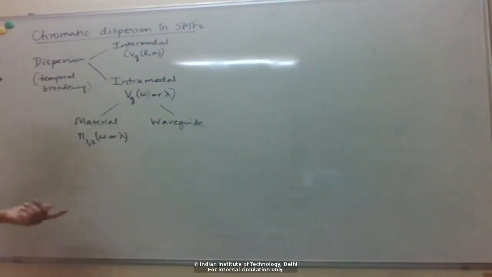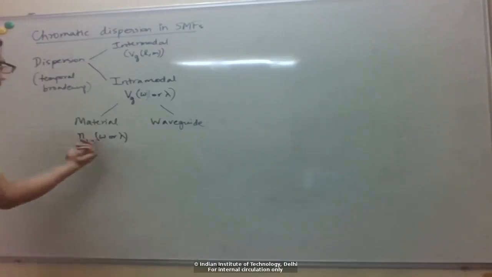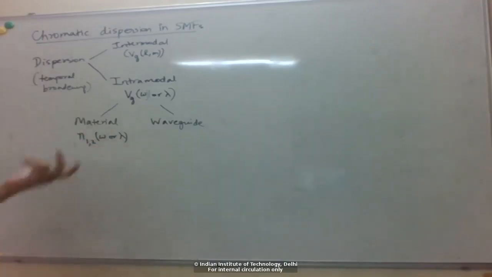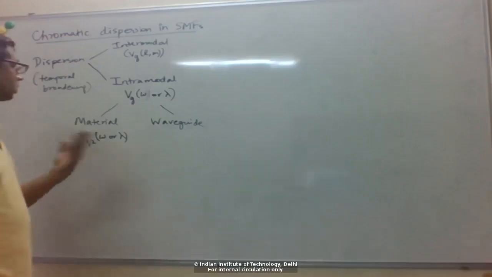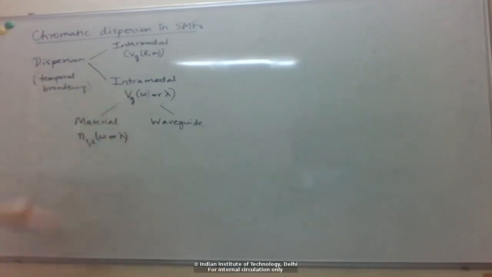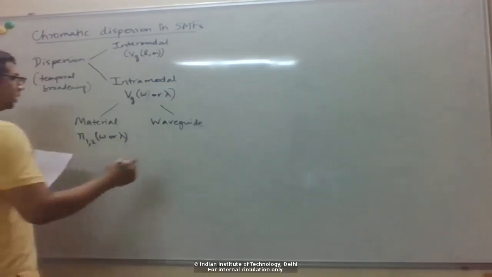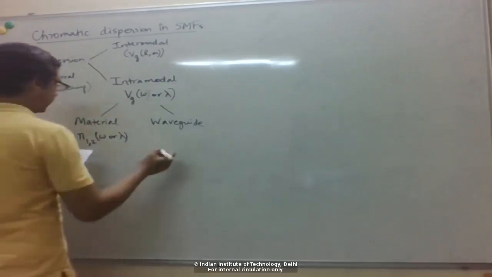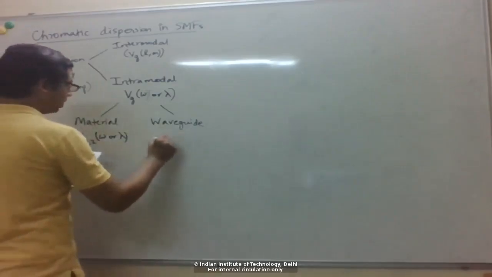So when you solve for the modes, right, the n effective, of course, that we got for, let's say, the fundamental LP01 mode depends on n1 and n2, right? So if n1 and n2 change with wavelength, then that n effective or the propagation constant beta for the mode will change, right? And consequently, you can think that the group velocity, which is the derivative of the propagation constant with respect to frequency, would also change. So that's material dispersion.